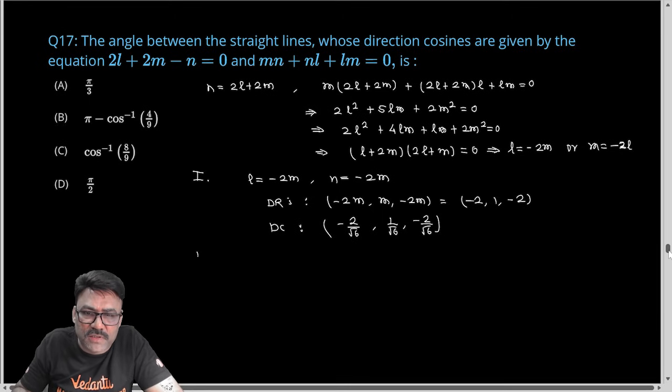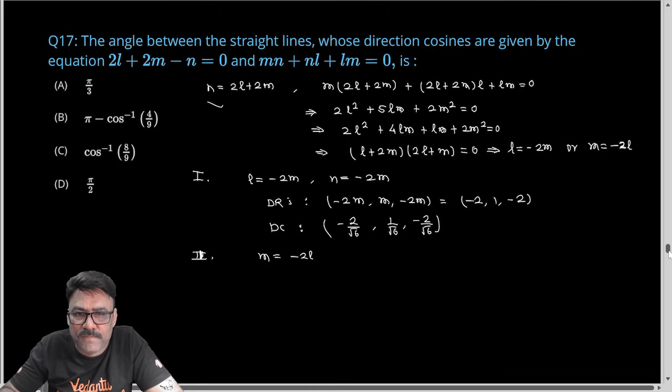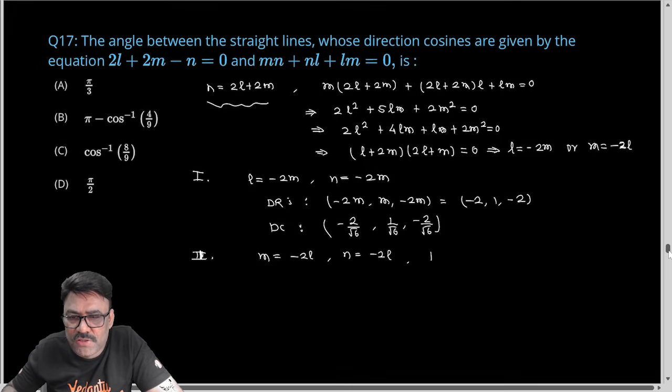Now let's take the second case. Second case is M is minus 2L. And if I put M as minus 2L here, N is also minus 2L. So hence direction ratios of the second line are L, minus 2L, minus 2L. So direction cosines will be 1 by root 6, minus 2 by root 6, minus 2 by root 6.